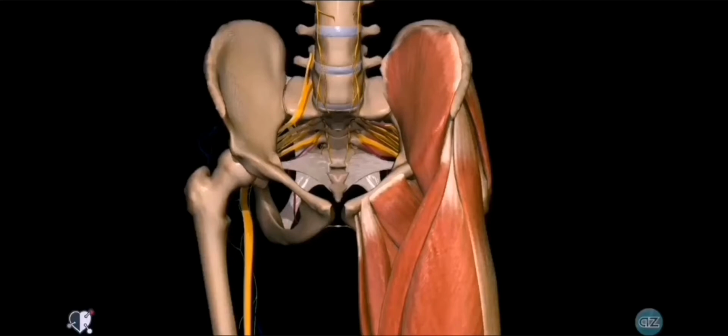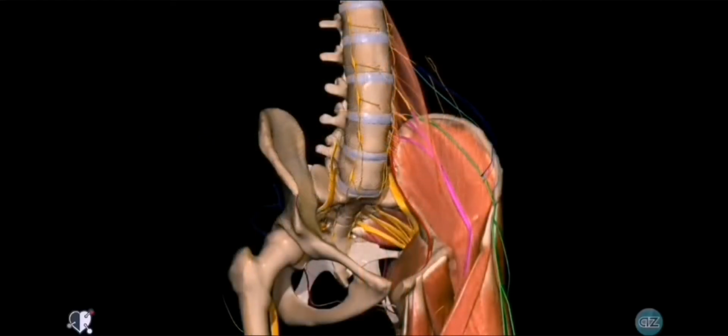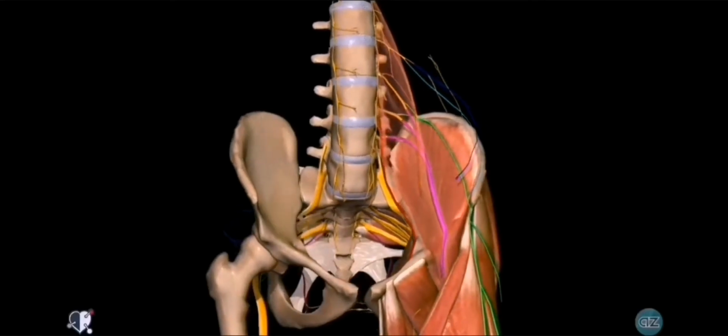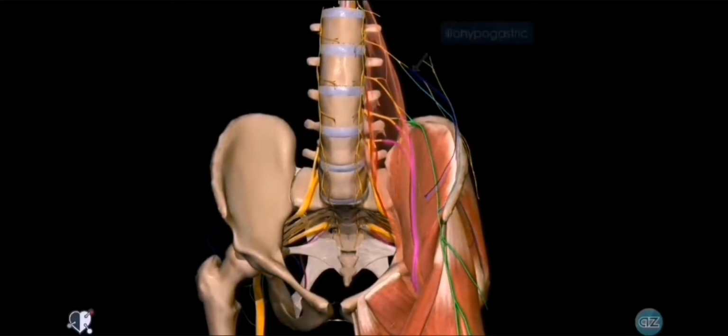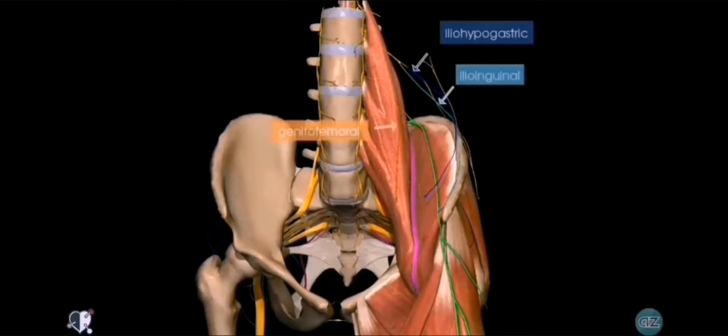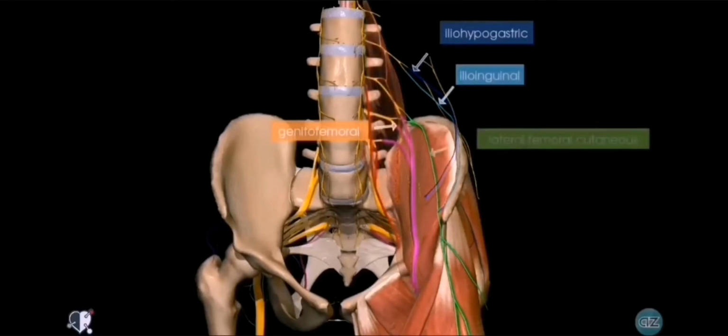The lumbar plexus is formed from the anterior rami of L1 to L4. It gives rise to 6 nerves, which you can see in this model. The nerves are the iliohypogastric nerve, the ilioinguinal nerve, the genitofemoral nerve, which pierces psoas major, the lateral femoral cutaneous nerve, and the large obturator and femoral nerves.